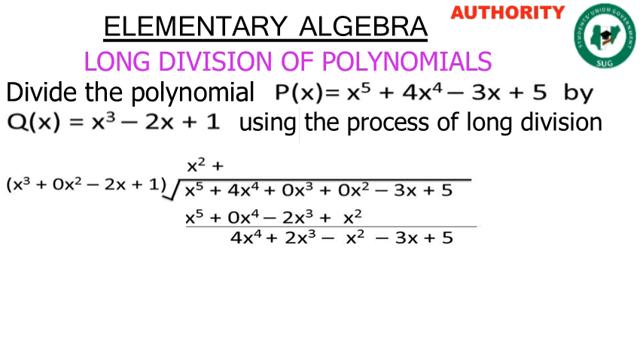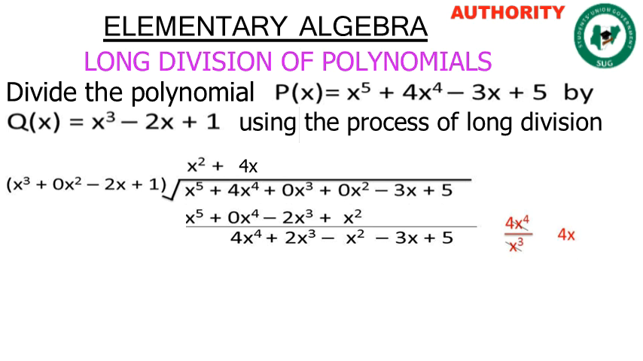Now let's go again. Let's pick 4x raised to the power 4 and divide it by x cubed. So we have 4x raised to the power 4 divided by x raised to the power 3, which gives us 4x. Now let's write 4x as our quotient up above.